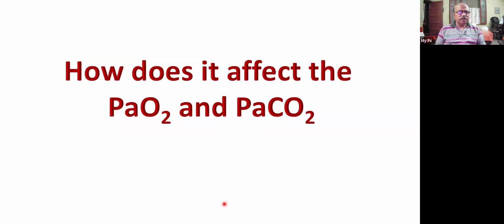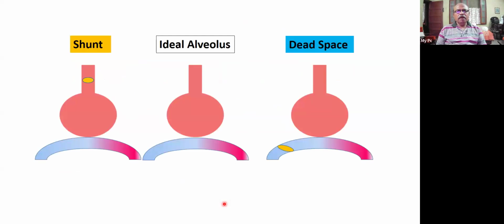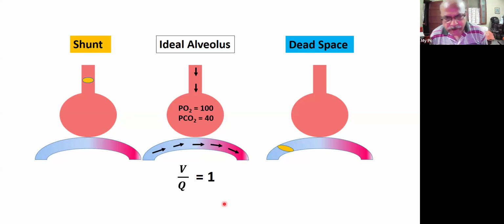So how does shunt and dead space affect the PaO2 and PaCO2? Now, these are the 3 alveoli that we are talking about. In the ideal alveolus, we have the ventilation and we have the normal perfusion. And so we get in the alveolus a PO2 of 100 and PCO2 of 40 that we get normally in the ideal alveolus.